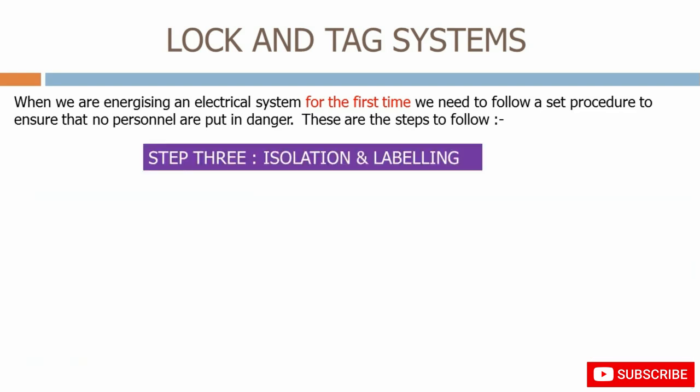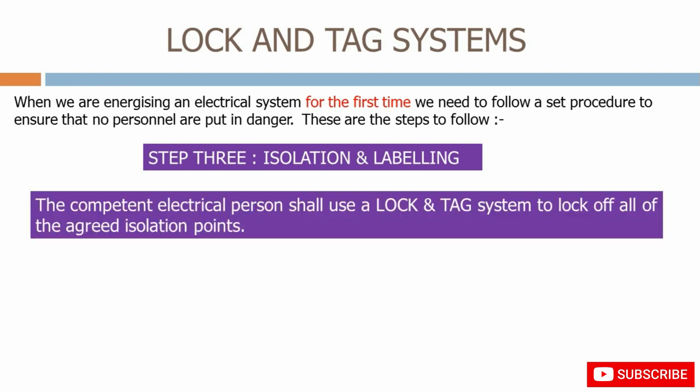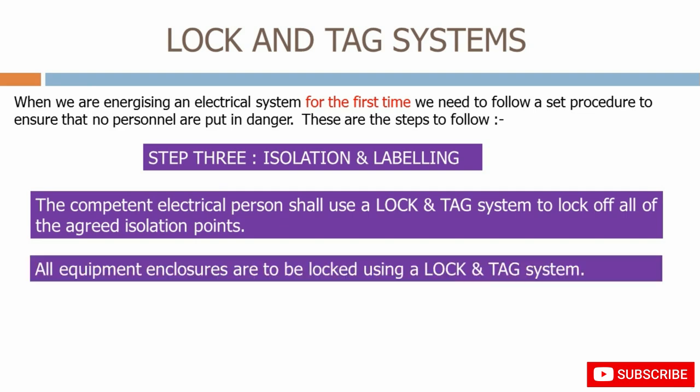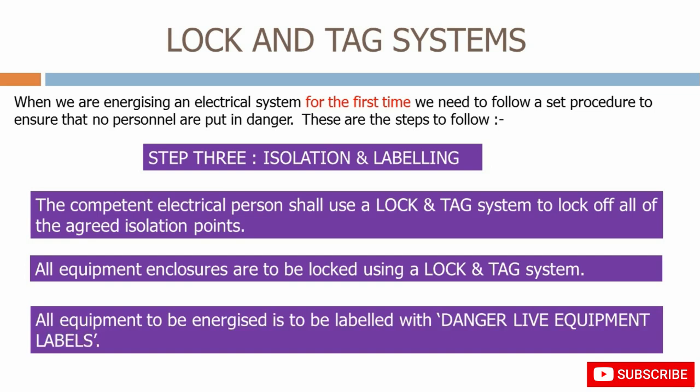Step 3 is isolation and labeling. The competent electrical person shall use a lock and tag system to lock off all of the agreed isolation points. All equipment enclosures are to be locked using a lock and tag system. All equipment to be energized is to be labeled with danger live equipment labels.